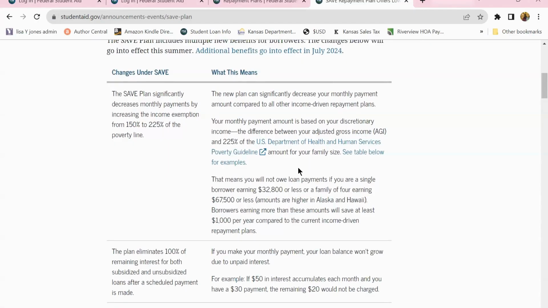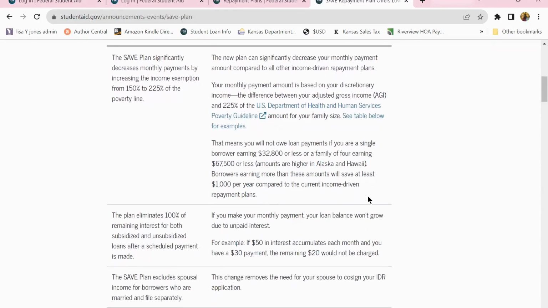This talks about how that gets there in terms of making sure that your adjusted gross income is lower than 150 to 225% of the poverty line, which changes every year. Okay. And so this also means that you will not owe loans if you're a single borrower of less than 32,000 or a family of four owing 67,000. Neither of those apply to you, but I would certainly look at filing joint with your husband. But you would be filing joint with your husband in 23.